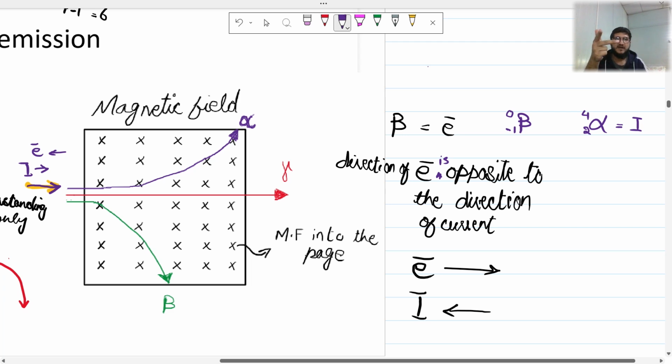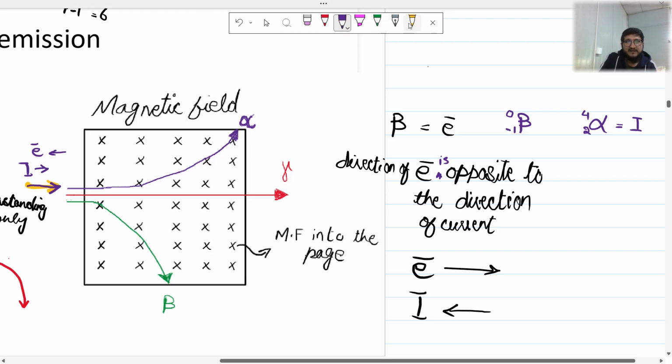Okay. Now I'm just adjusting my middle finger with respect to the direction of the electron or beta. So I reversed it. Now look, my child, my thumb is showing a downward direction. It means that the beta has to move in a downward direction.